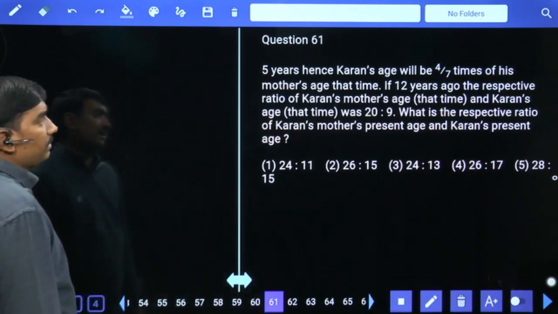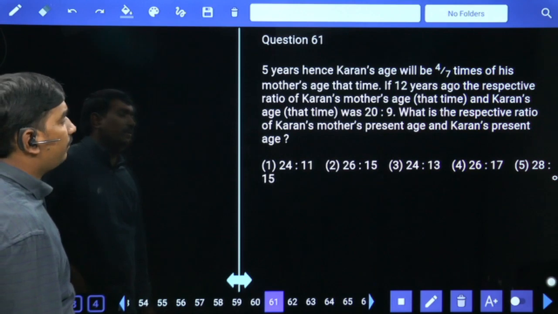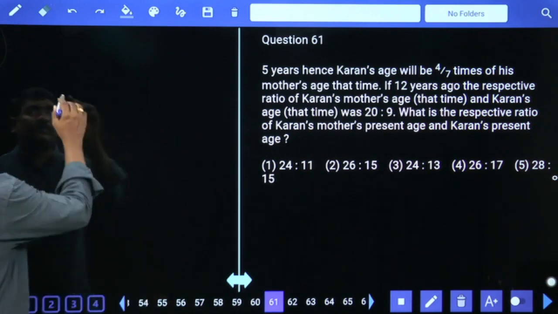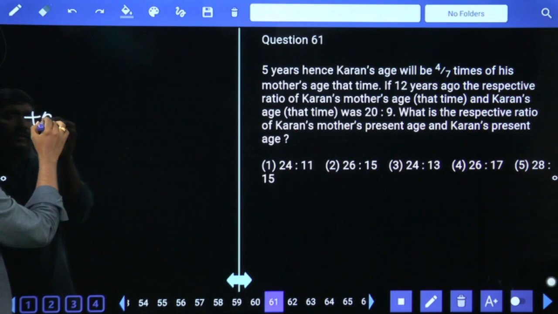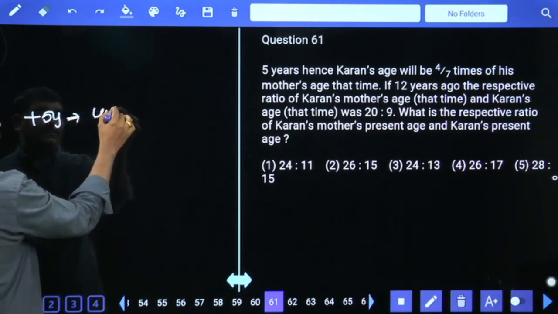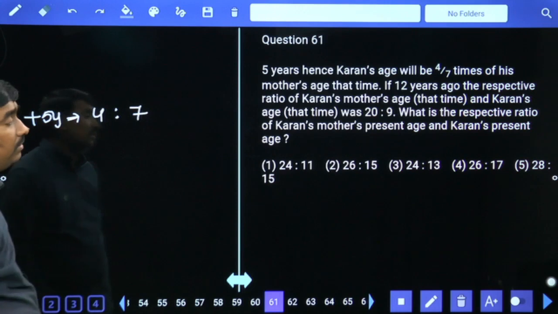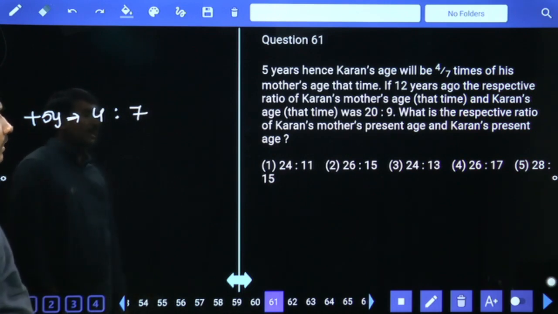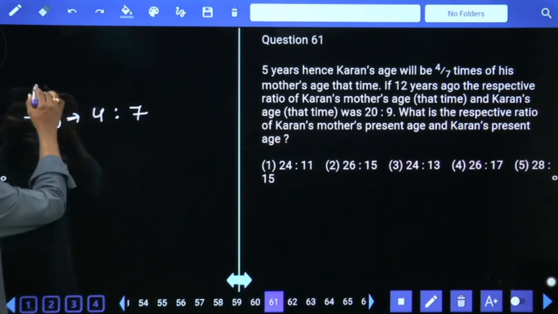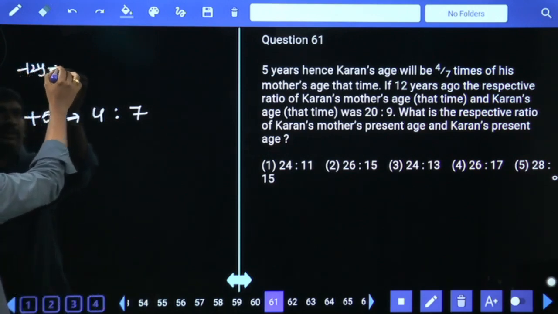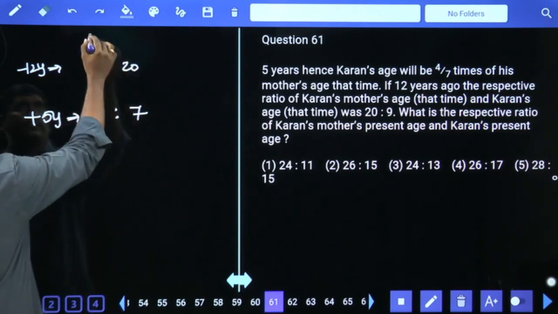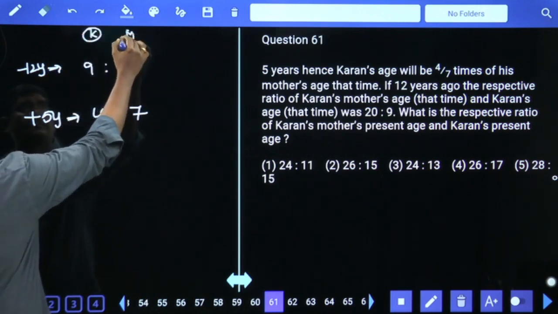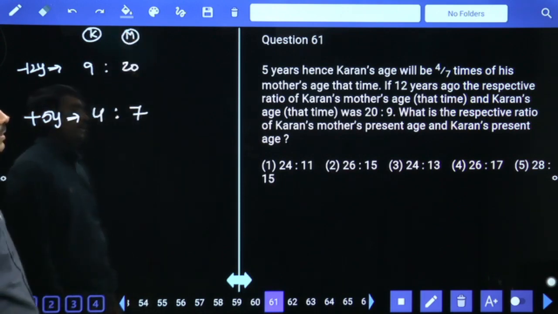5 years hence, Karan's age will be 4/7 times his mother's age at that time, which means 4:7, Karan and mother. 12 years ago, the ratio of Karan's mother's age and Karan's age was 20:9, that is mother and Karan 20:9, so Karan and mother 9:20. What is the ratio of Karan's mother's present age and Karan's present age? We need to calculate the present ages ratio.